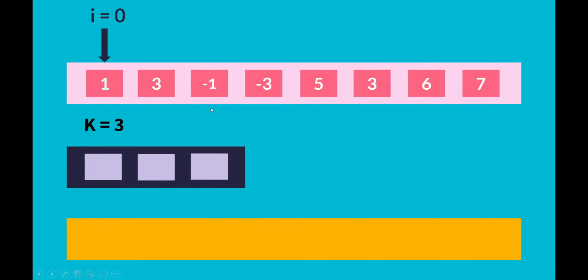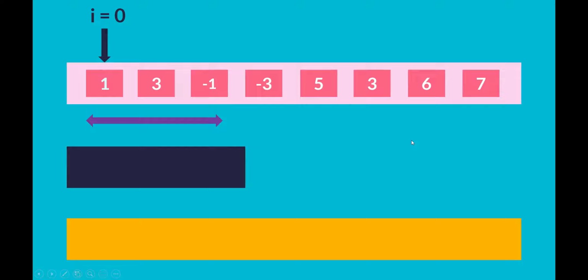Okay, so this is the nums array that we are given: 1, 3, -1, -3, 5, 3, 6 and 7. And the size of our sliding window is k equal to 3. So this is our deque, and our deque will have a maximum of 3 elements. And this is where our output elements will be inserted. And our i pointer starts from 0 and goes to the very end of the array. So let's look at the dry run now.